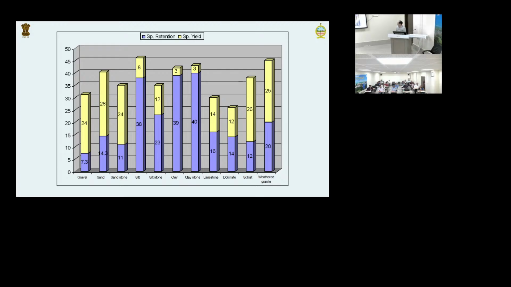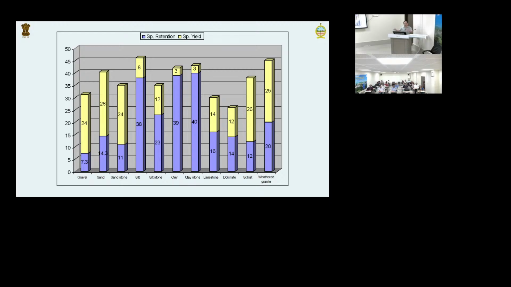If we compare this specific retention and specific yield, we can say that gravel has more specific yield. When we talk about aquifers, the more the specific yield, the better the aquifer. I mean, what do we call this one?